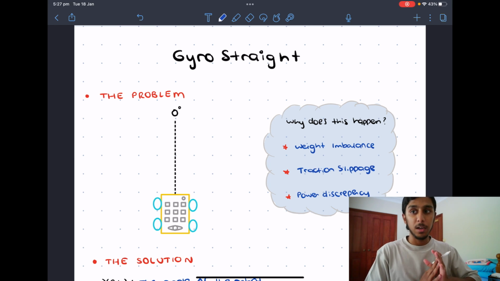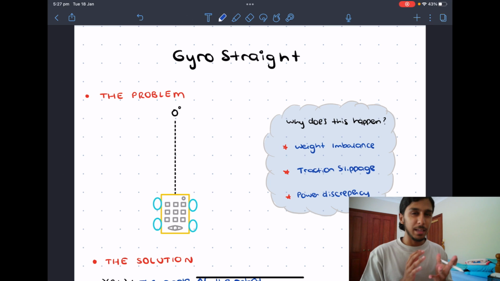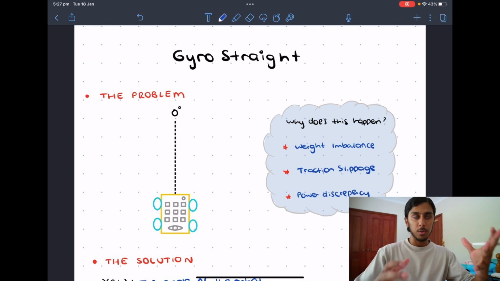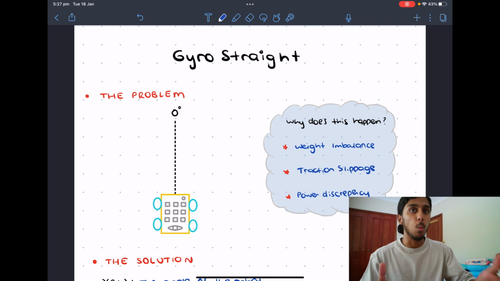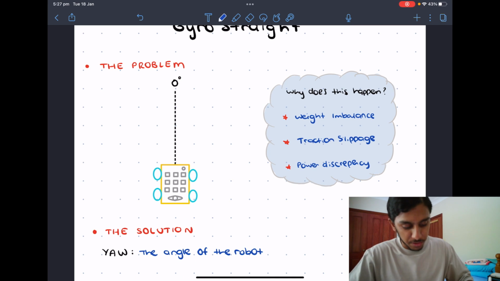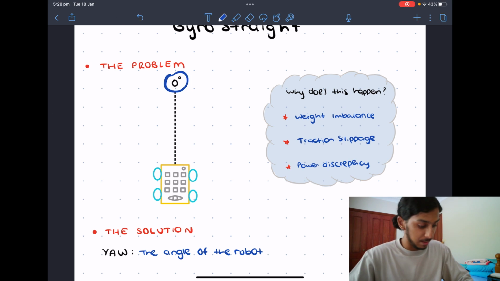Okay, so we're here on the iPad, and now we're going to very briefly explain what's going on with this gyro straight. The gyro straight is a solution to a problem, but what actually is the problem? The problem is when the robot is moving. As you can see, I've got a little sketch here of the robot. When the robot's moving, we want it to stay on this 0 angle, as you can see over here.